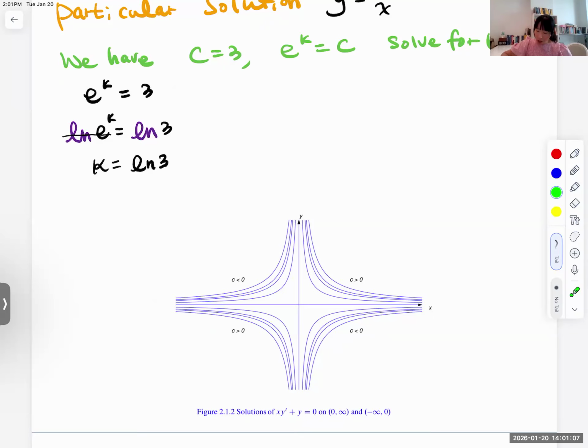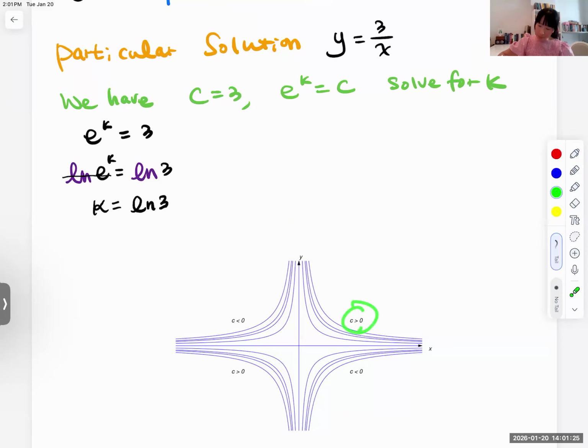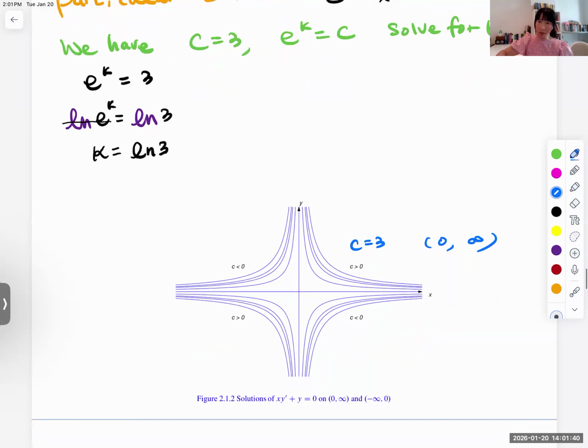So look, this is the general solution of the differential equation, the homogeneous equation, right? Okay, so c equals 3, yeah? So c is greater than 0, c equals 3 there. Then the solution will be between 0 and positive infinity, right? Make sense? All right, good job.